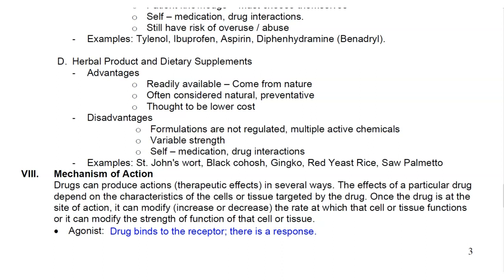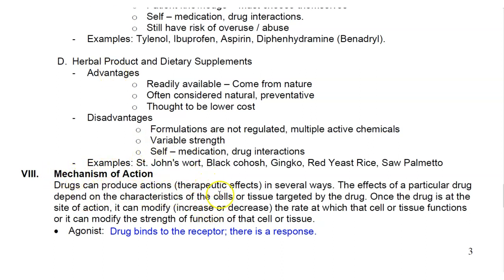So the effects of a particular drug depend on the characteristics of the cell or tissue targeted by the drug. Once the drug is at the site of action, it can be modified, whether it can increase or decrease the rate at which the cell or tissue functions, and it can modify the strength of function of that cell or tissue.